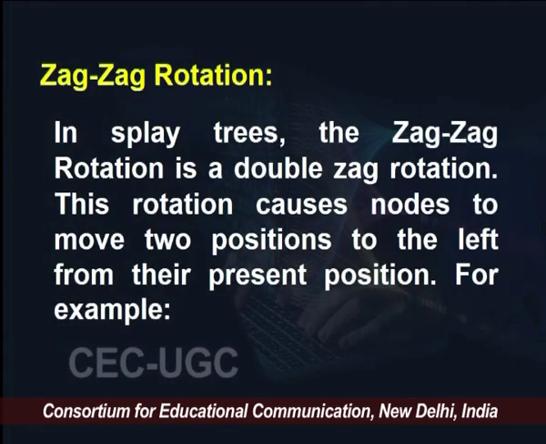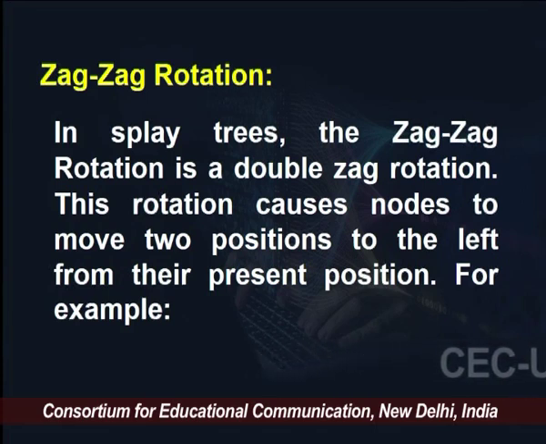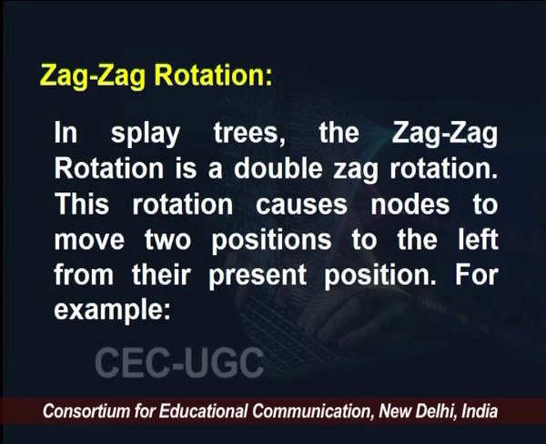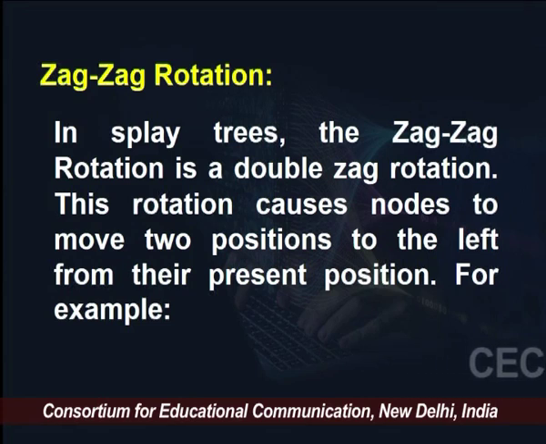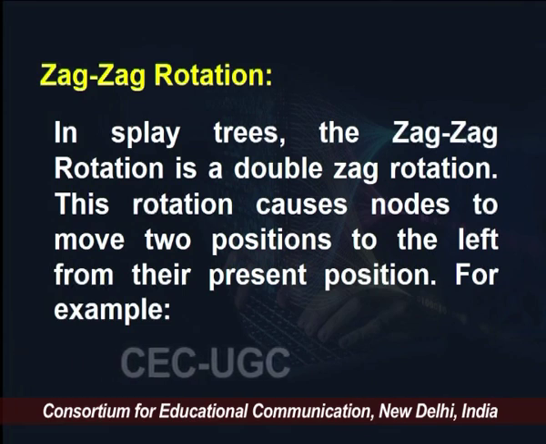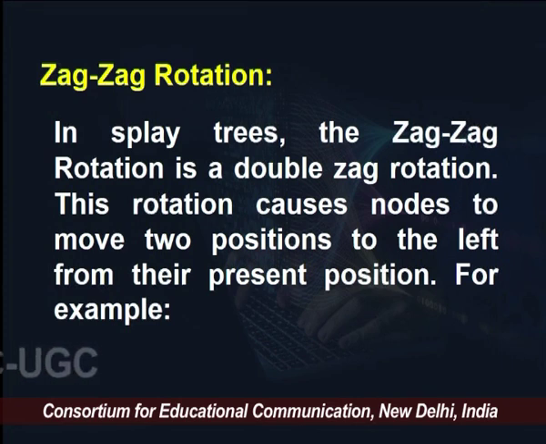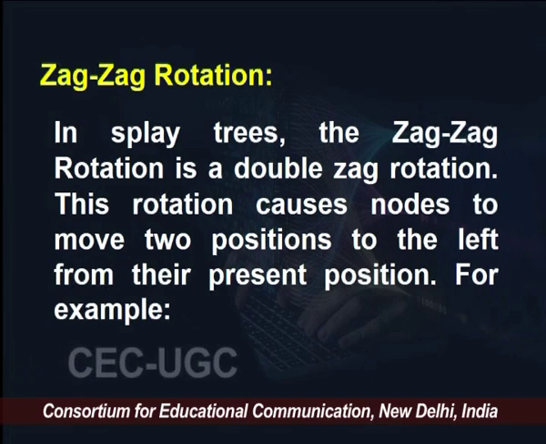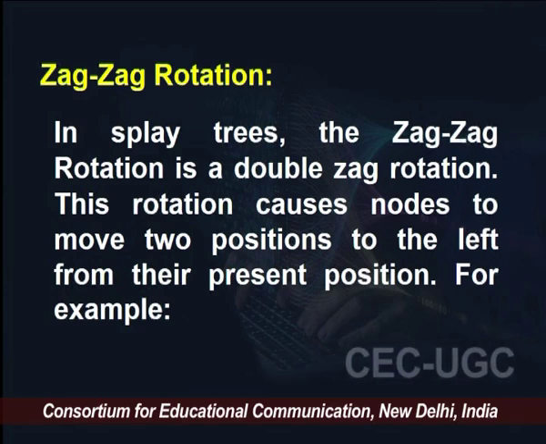Now moving on to the next rotation, which is zag-zag rotation. In splay trees, the zag-zag rotation obviously is a double zag rotation. This rotation causes the nodes to move 2 positions to the left from their present position, and one level up in each step, because the basic agenda is to keep that node closer to the root node, or even make it the root node.